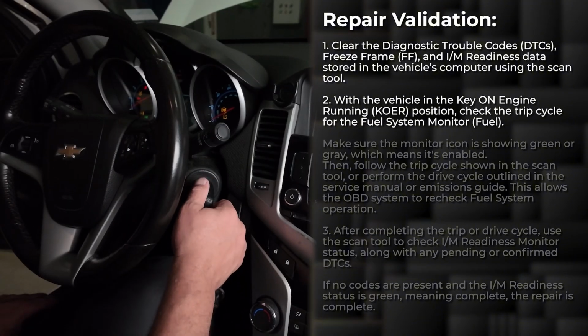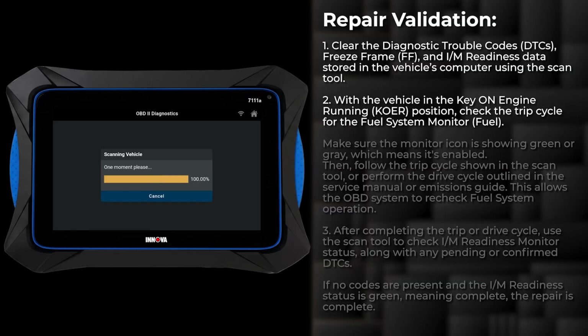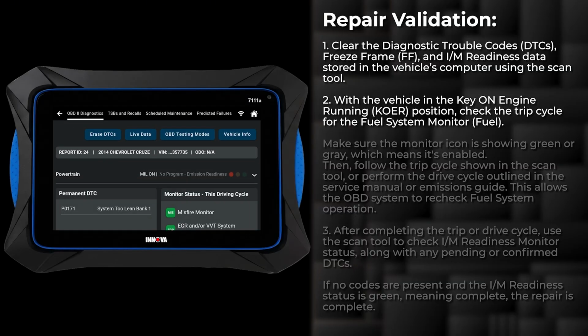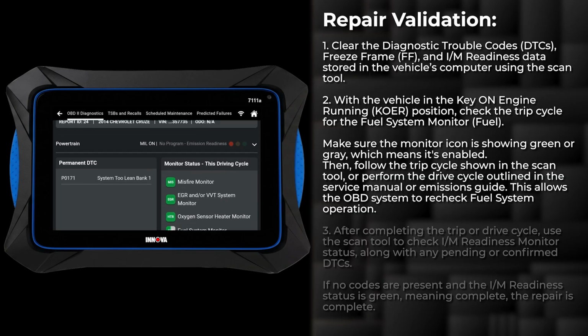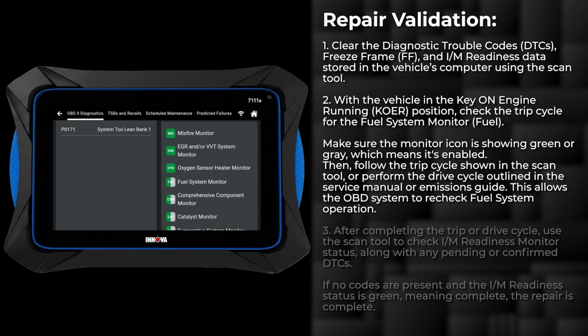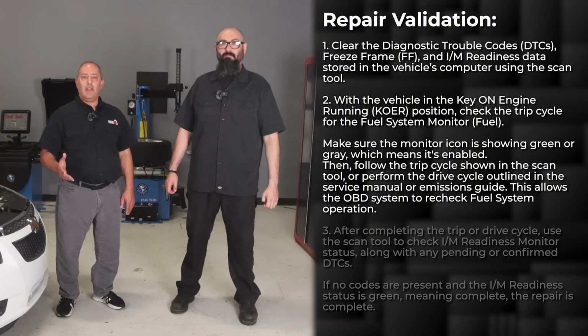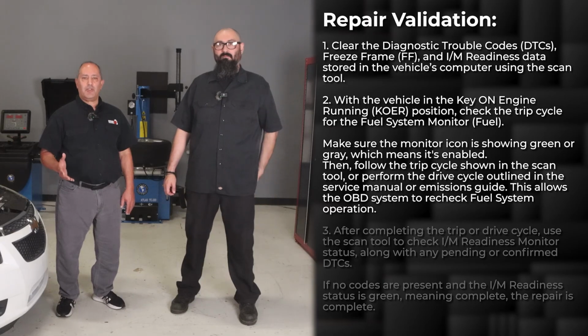With the vehicle in the key-on engine running condition, perform the trip cycle for the fuel system monitor. Make sure that the monitor icon is showing green-gray, which means it's enabled, and then follow the trip cycle shown in the scan tool or perform the drive cycle outlined in the service manual or emissions guide. This allows the OBD system to recheck the fuel system operation.